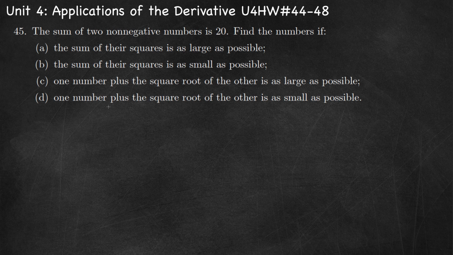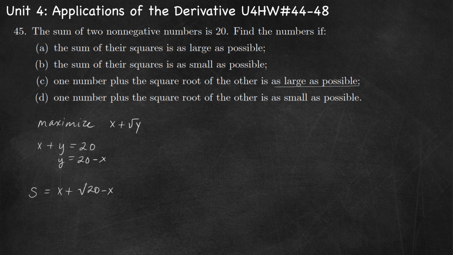For part C, we want one number plus the square root of the other to be as large as possible. So we're trying to maximize x plus the square root of y. We still have the fact that x plus y equals 20, so y equals 20 minus x. And now our equation, the sum, is x plus the square root of 20 minus x.